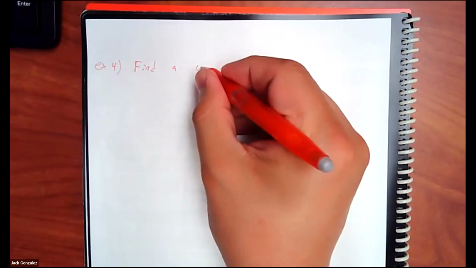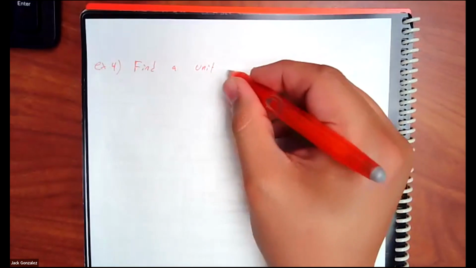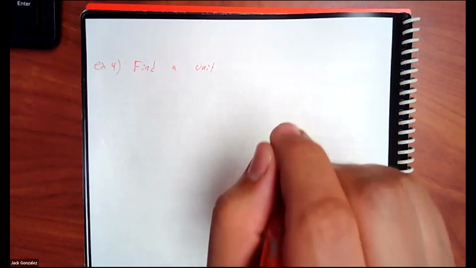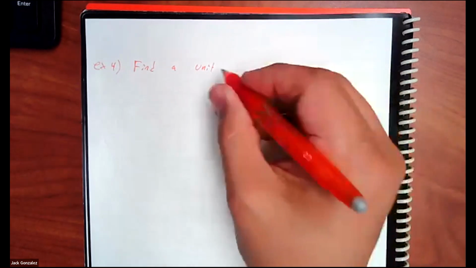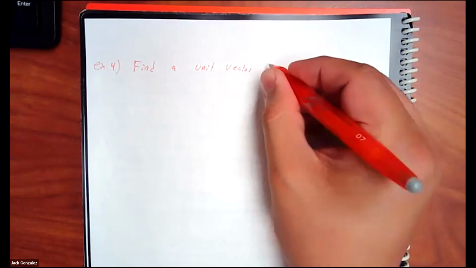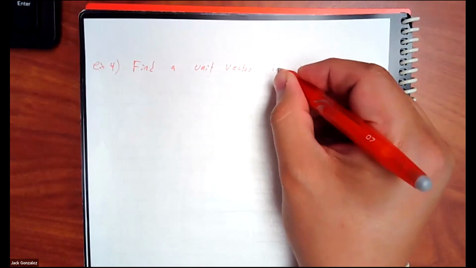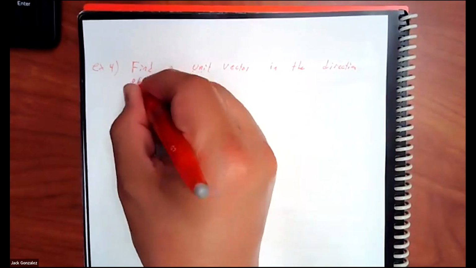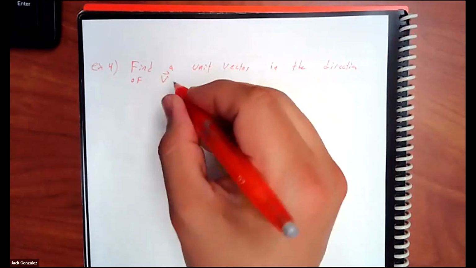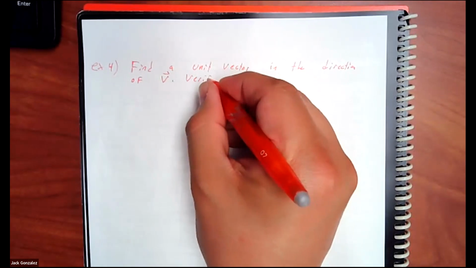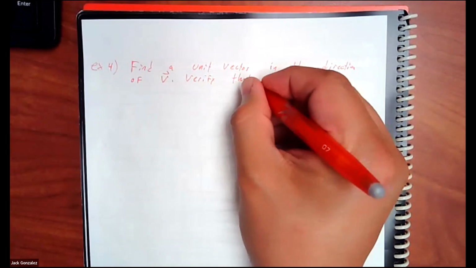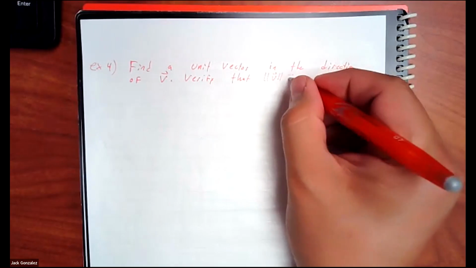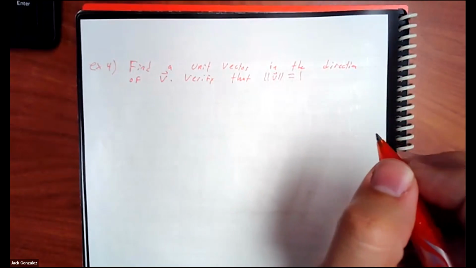So when you're applying this stuff, finding the direction is pretty important. Find a unit vector. Actually, yeah, let's do unit vector first and then direction. Find the unit vector in the direction of V, and verify that the magnitude of vector V is equal to 1.